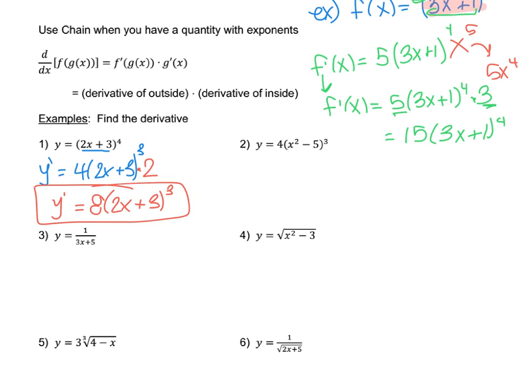Number 2, we've got 4 times x squared minus 5 cubed.